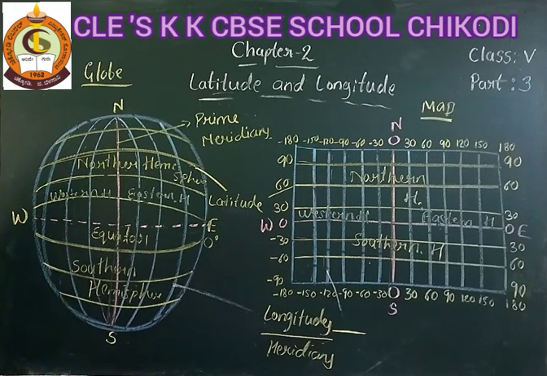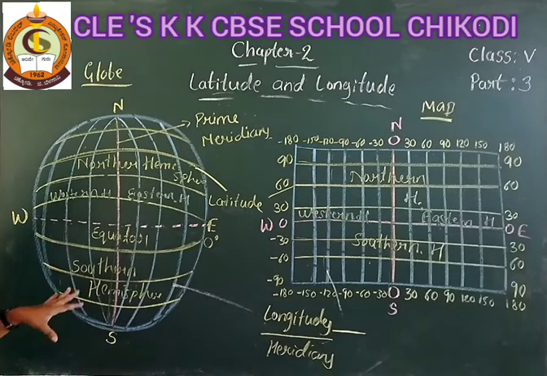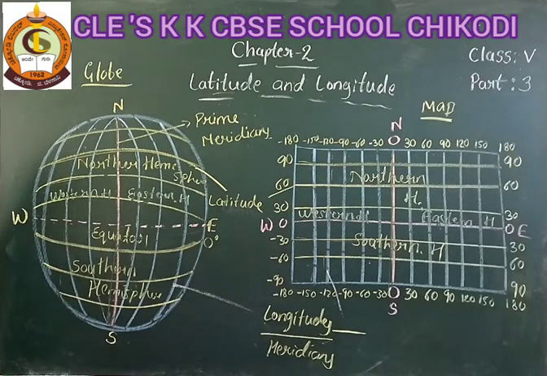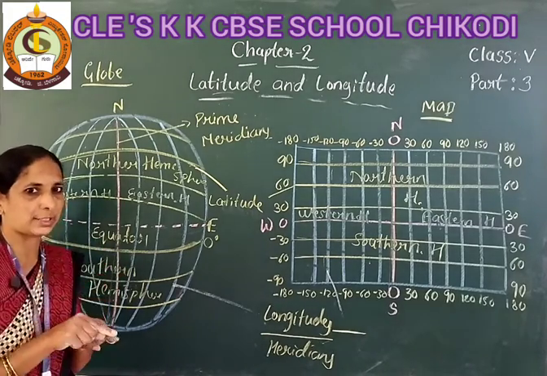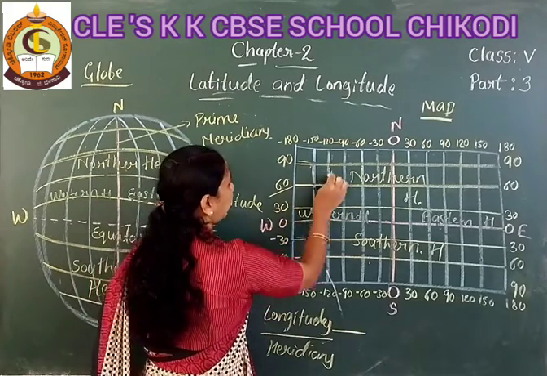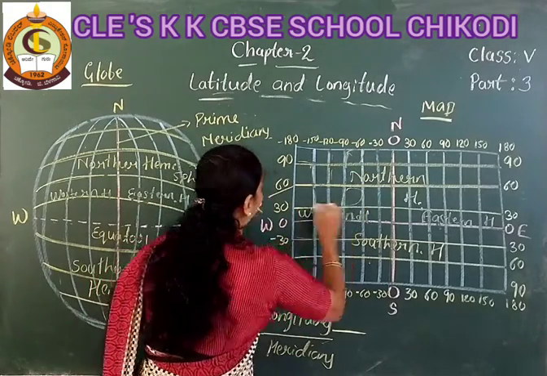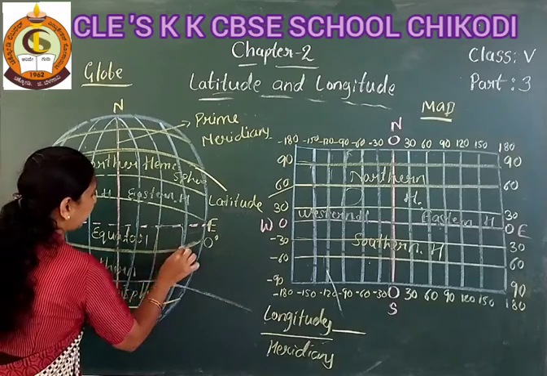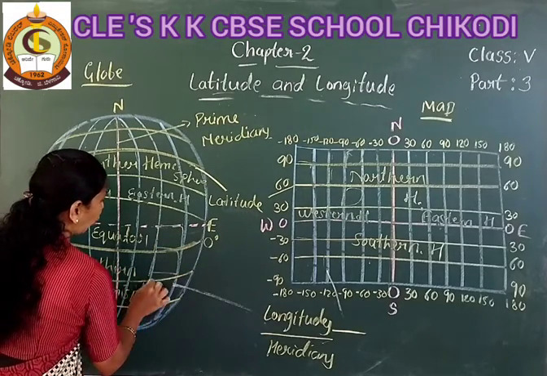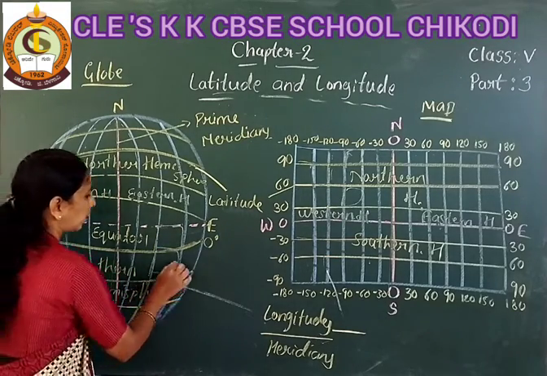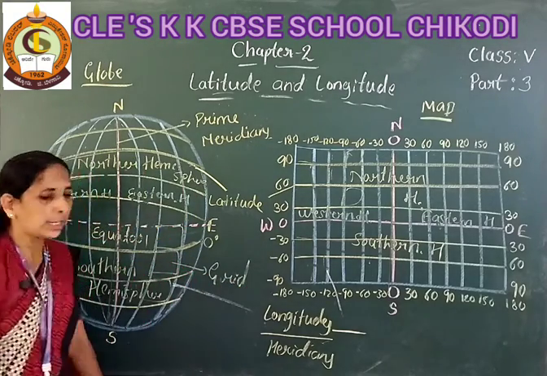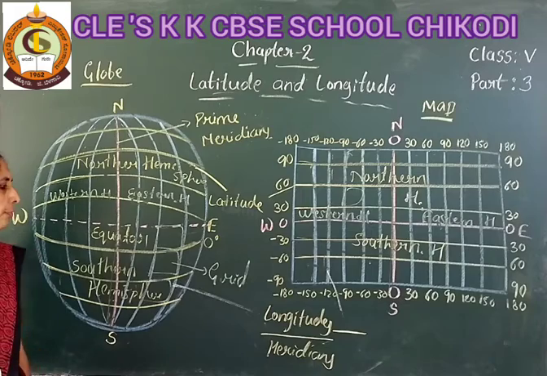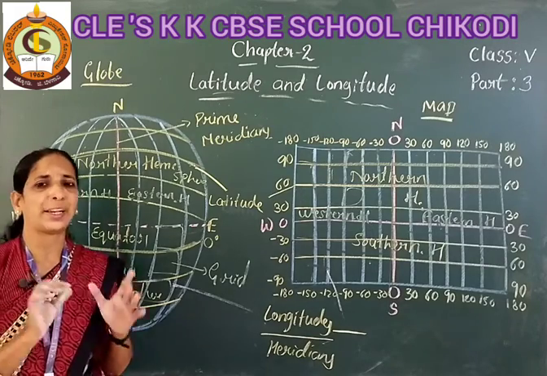Now you can see here, on the globe and on the map we have some squares. See on your globe, some squares are there. What are these? These are the grids. What is meant by grid?